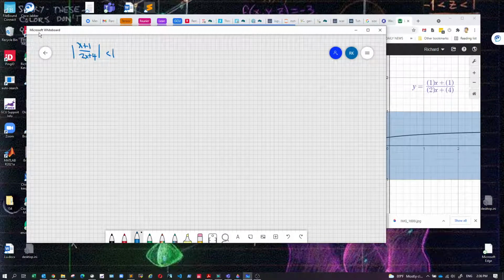And so, writing absolute value of A is less than B, assuming B is greater than 0, is equivalent to saying that minus B is less than A is less than B. Okay, so that's what we're looking for. This is what I'm going to use in this one. So what I want here is to look at when x plus 1 over 2x plus 4 is less than 1 and greater than minus 1. Right, so that's what we're looking at here. Let me clean that up a little bit.